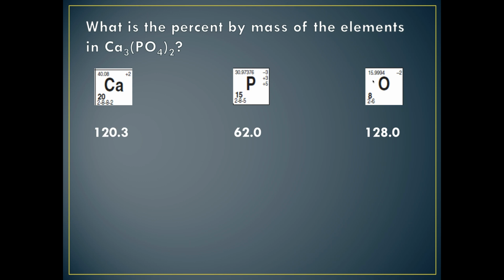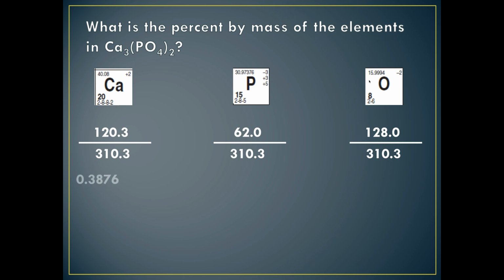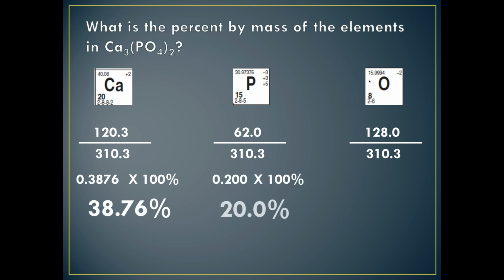Now, these numbers would represent the part. Now let's divide by the whole. How would we get the whole? Well, we just simply add them up. So when you add up these numbers, the total comes out to 310.3. So we simply take calcium's mass and divide it by the total mass. We take phosphorus's mass and divide it by the total mass. And we take oxygen's mass and divide by the total mass. And then we multiply all of those numbers by 100.